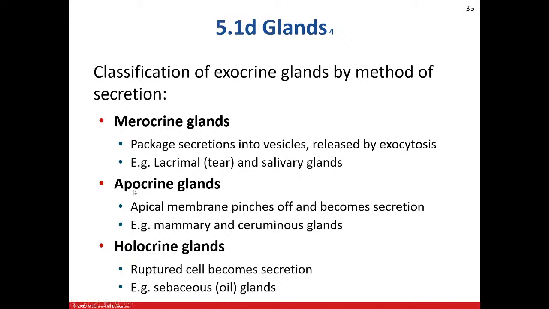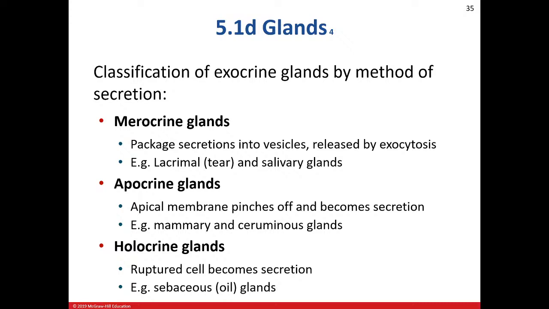All right. Then you have the apocrine glands, and with them, the apical portion of the membrane pinches off. Basically, the cell loses like the top 1/3. The top 1/3 of the cell just pinches off and gets released, and that's the secretory product. So the examples here are the mammary and the ceruminous glands, but we also have apocrine sweat glands in the armpit and groin.